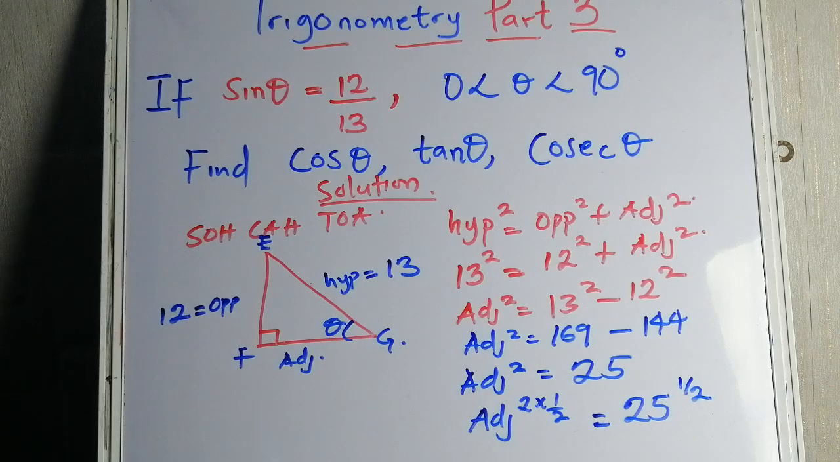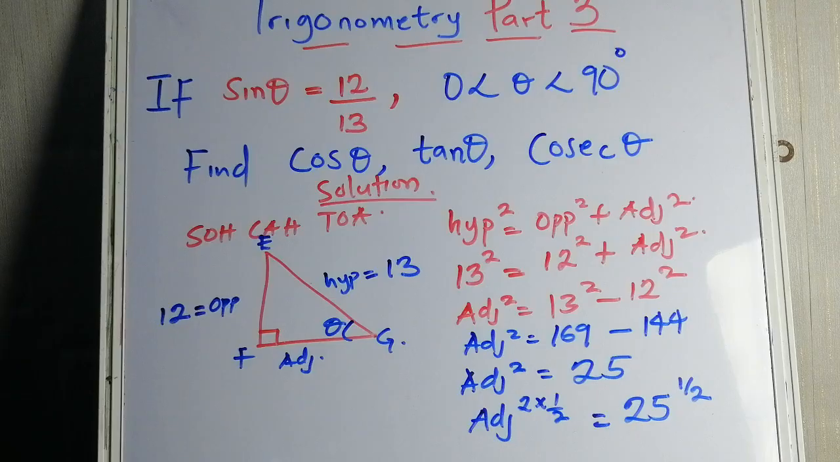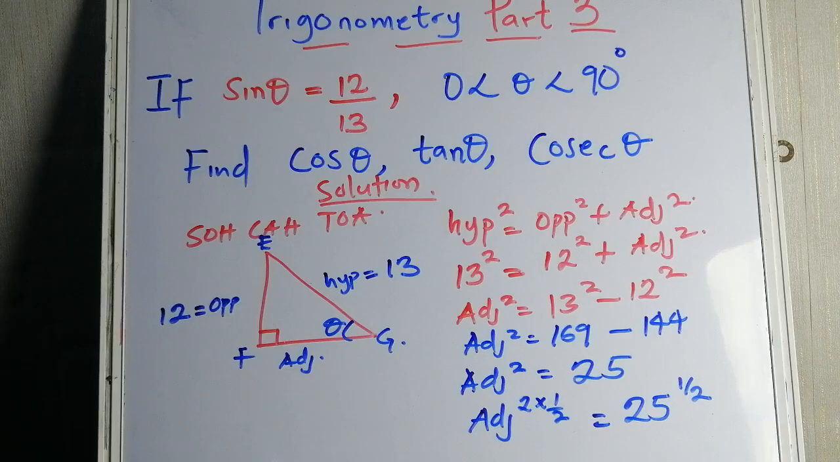I'm multiplying this by the inverse of this 2 to remove the 2 on adjacent because I want to get only adjacent. What am I trying to do? I'm trying to multiply both sides by power half, 1 over 2 power half. So from here, if you look at it very well, 2 will cancel 2, then I can now have adjacent.